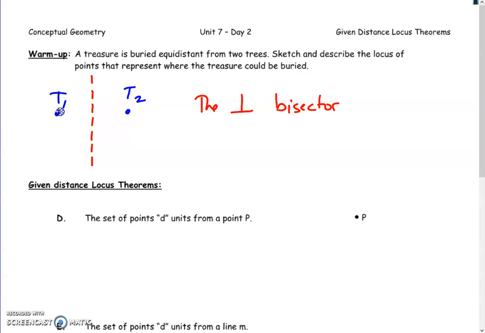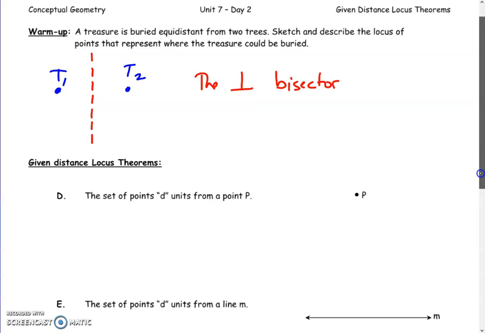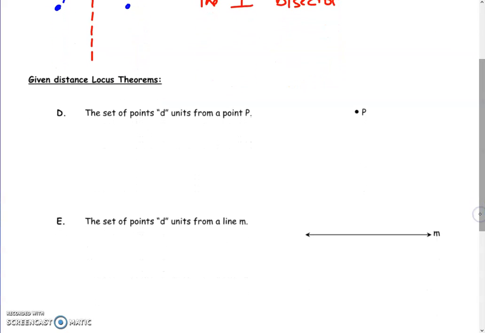All right, our two theorems for today. They're called given distance locus theorems because they're not going to say equidistant. They have to give you a specific number. The first one is the set of points D units from point P.